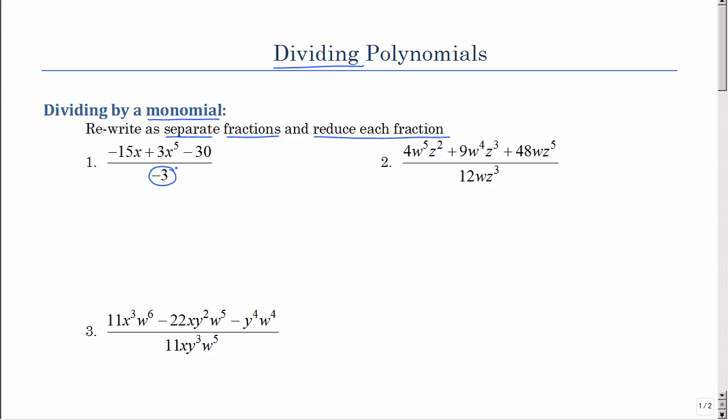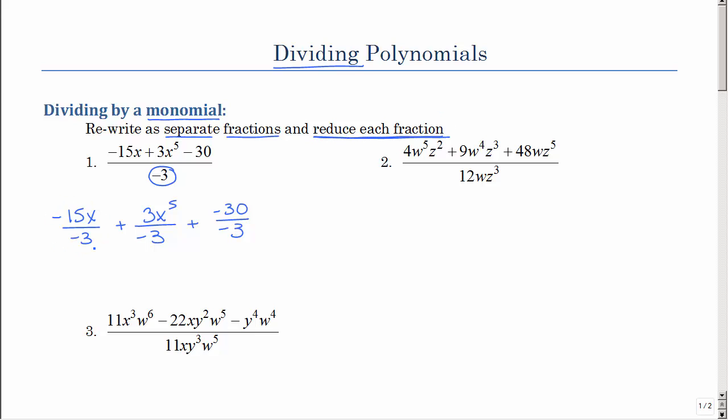So since our denominator is one term, a monomial, I can rewrite this as negative 15x over negative 3, 3x to the fifth over negative 3, and negative 30 over negative 3. So we've separated the fractions. Now we're just going to reduce.